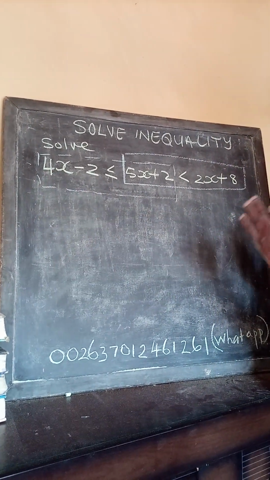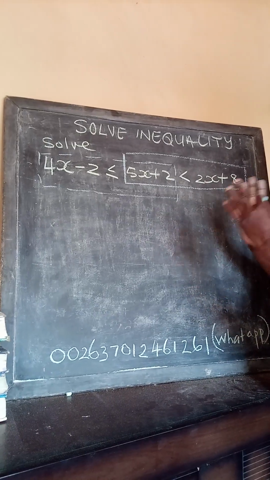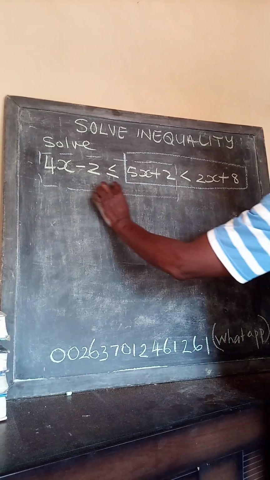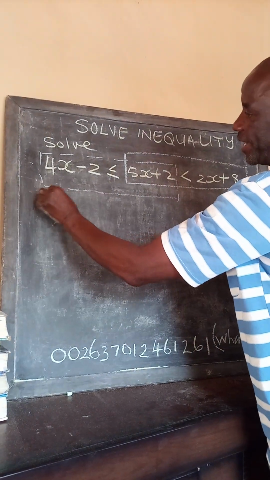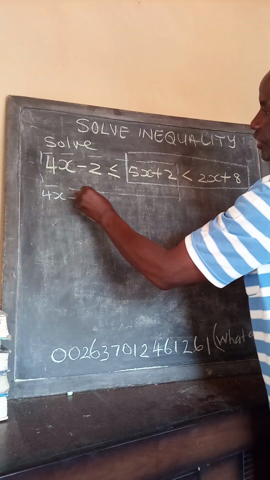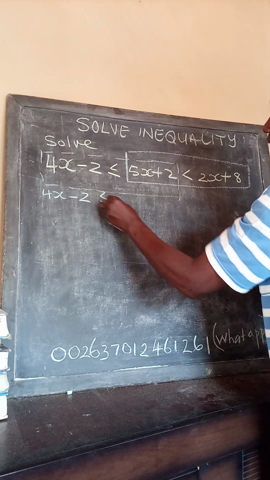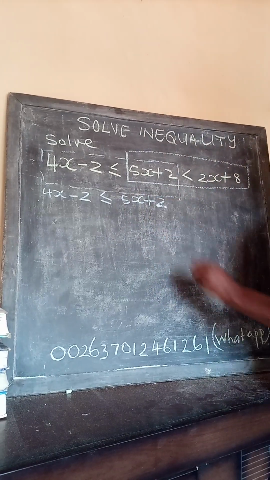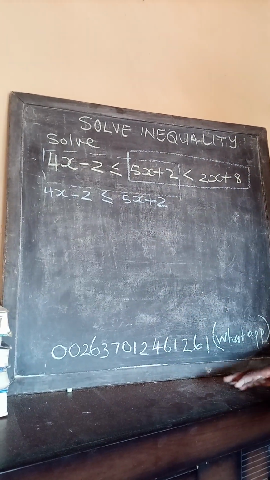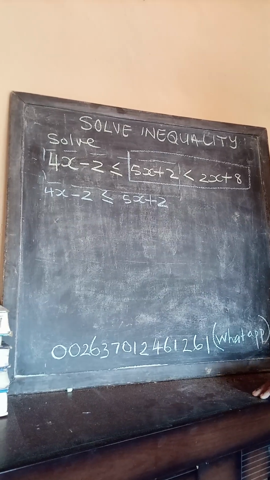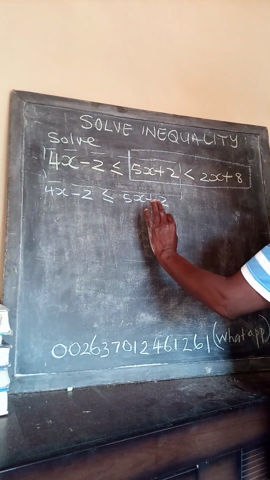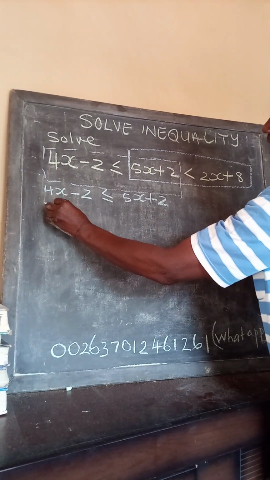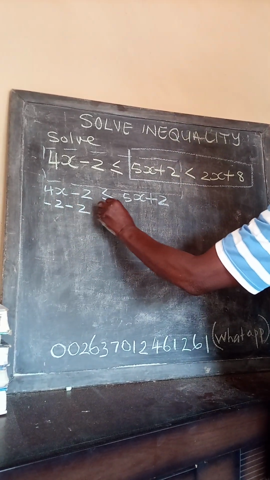Please watch clearly these division lines or these demarcation lines. So then I'm going to start with this one here. So it will be 4x minus 2 is smaller than or equal to 5x plus 2. So in inequality, we just solve it like an equation. Whereby if I take this 2 to this side, it becomes negative. Then it becomes minus 2 is then smaller than.